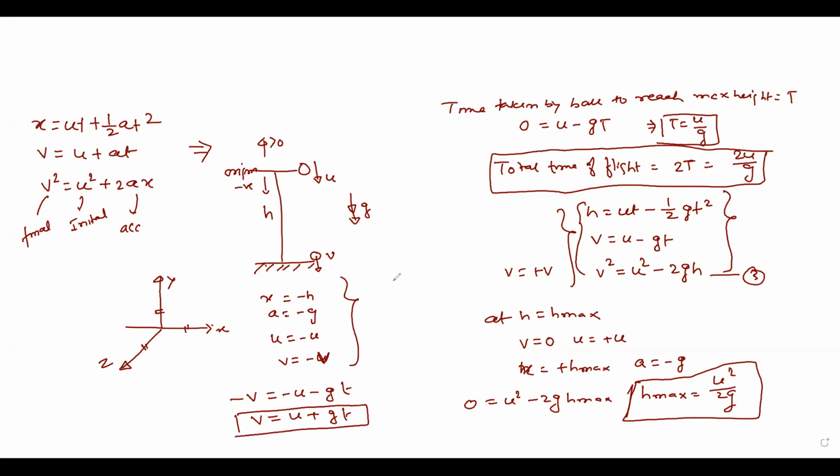If I just put down the value of h, minus h equal to minus ut minus half gt square. So if I remove the negative sign, it will be h equal to ut plus half gt square. For this condition, if I write the velocity, v square equal to u square minus 2g into minus h, so it will be v square equal to u square plus 2gh.